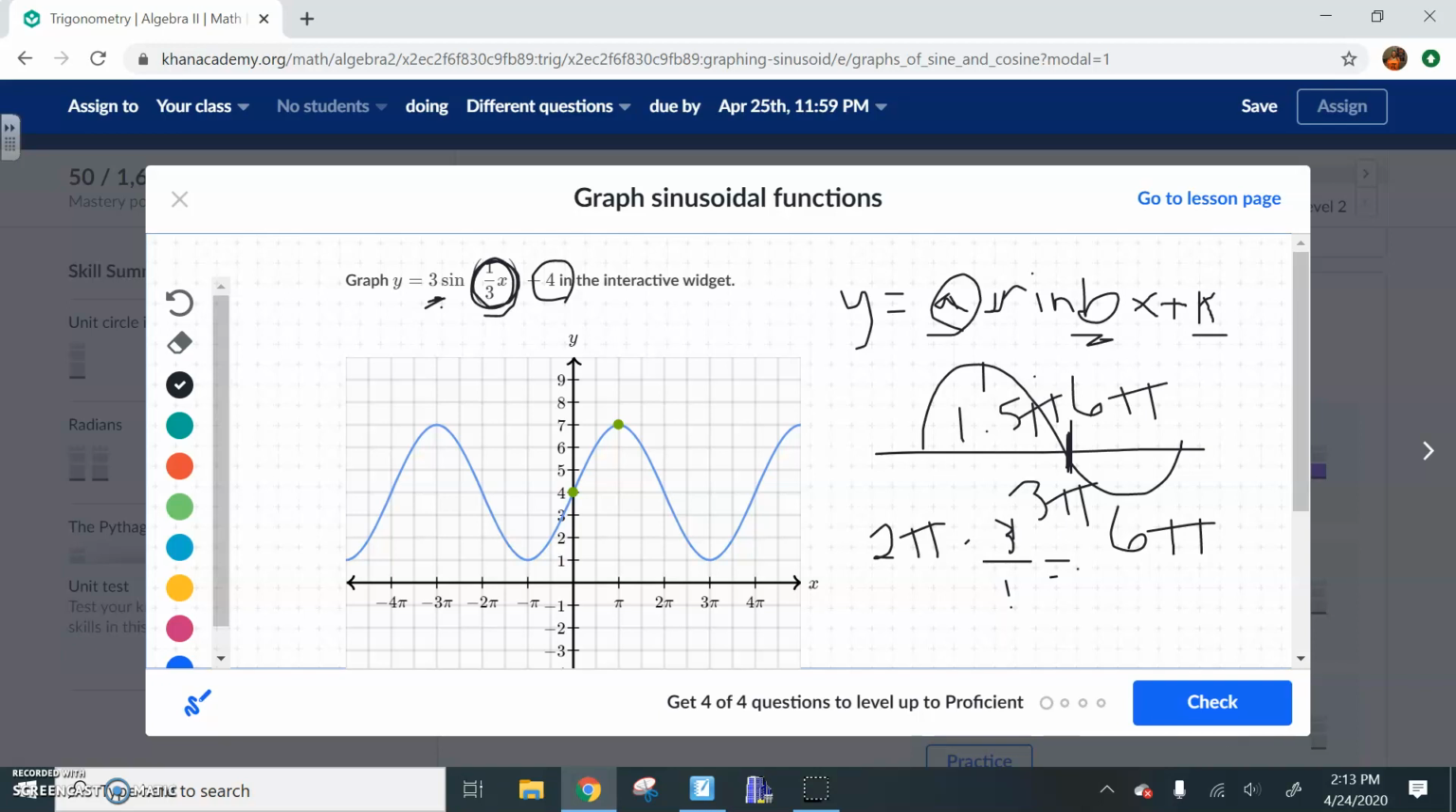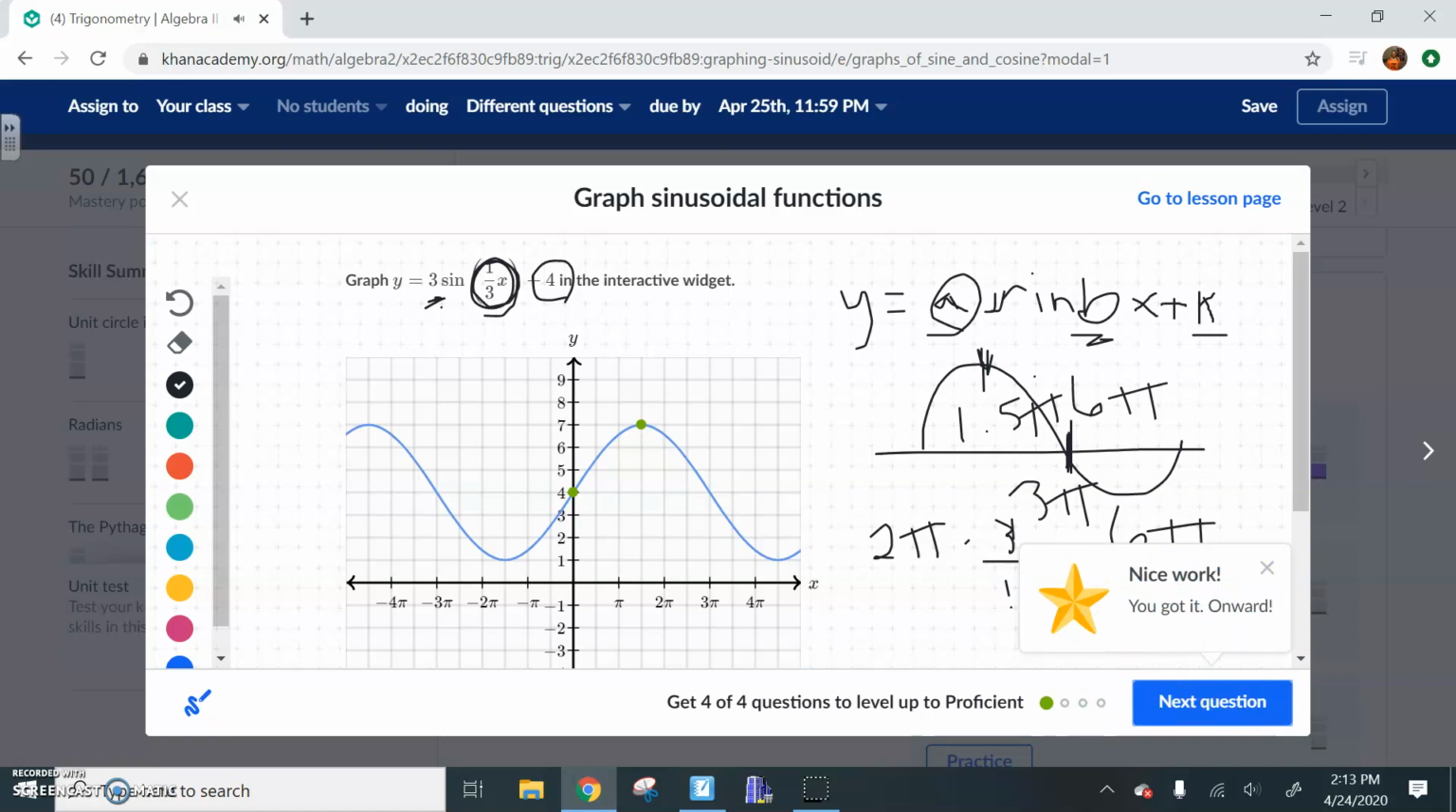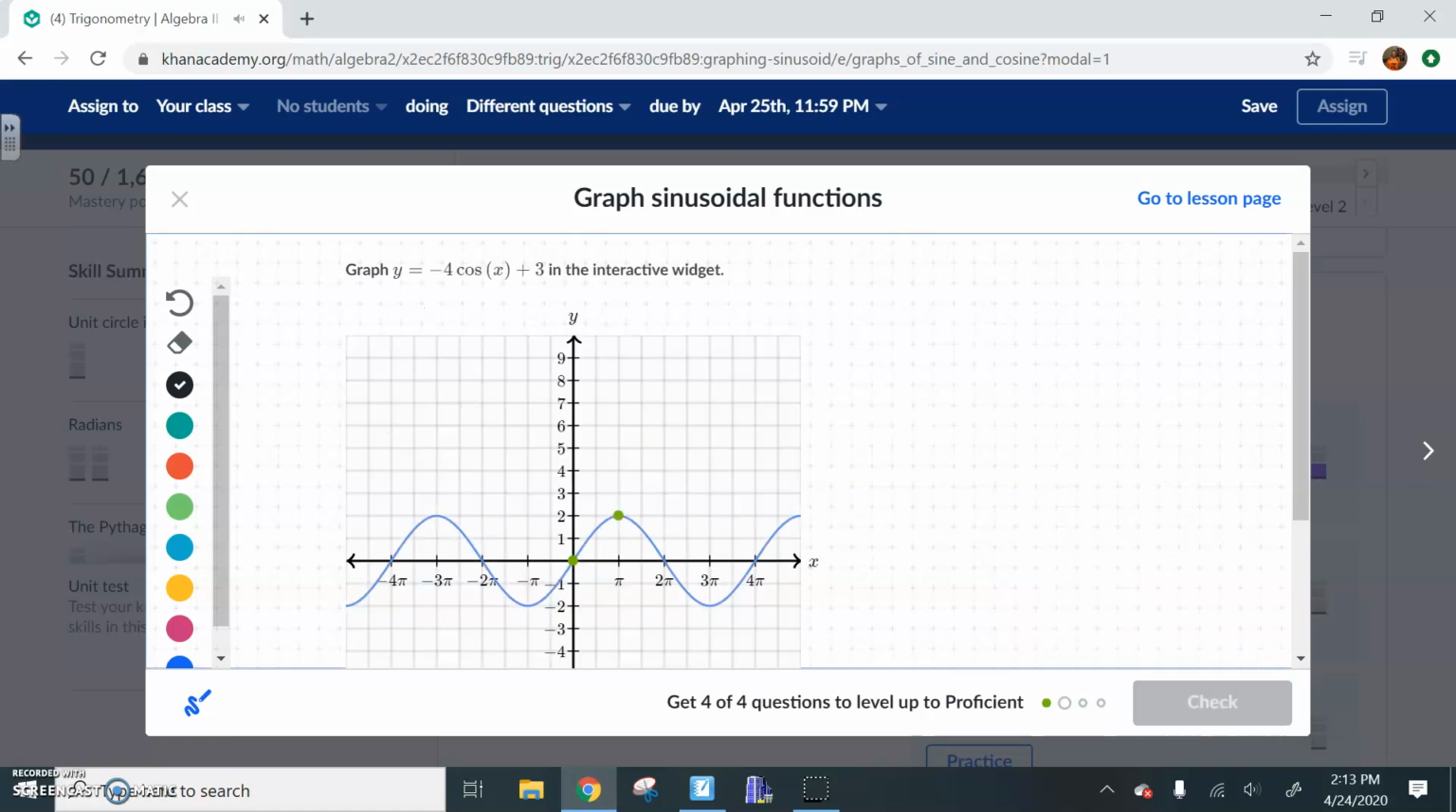So we could find that top part here would be 1.5 pi. Here we've got pi, so 1.5 pi would be over just 1, and I would see, is that halfway point at 3? Looks like it. Let's check. We got it. Good. Let's keep going.